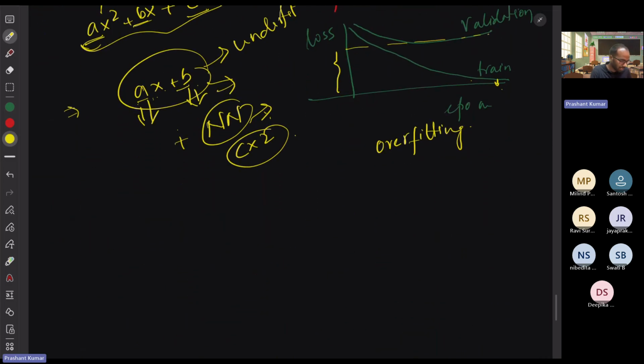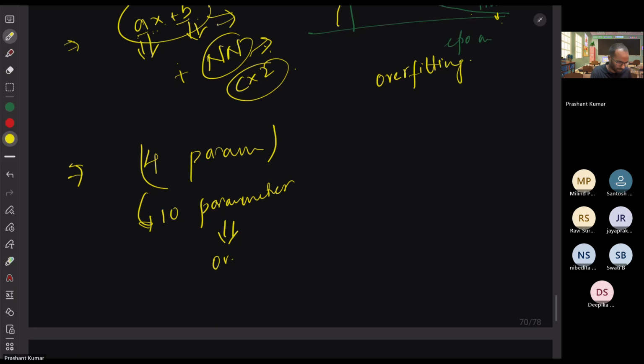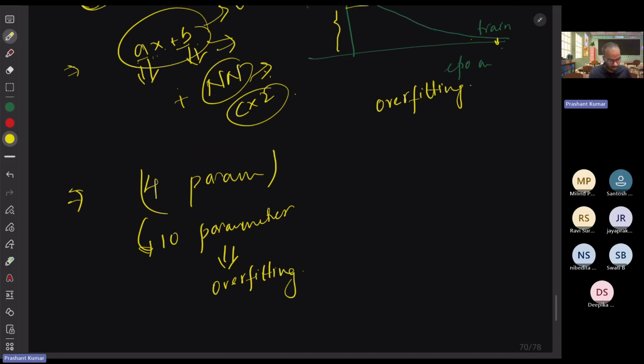However, overfitting is like, okay, you don't want to compromise, so instead of 4 parameters, you have introduced 10 parameters. And what are the 10 parameters doing? They are overfitting. When the overfitting was happening, what were we doing? We were adding the regularization. We were saying that, okay, if this is my loss, I will add lambda times W square. Remember?